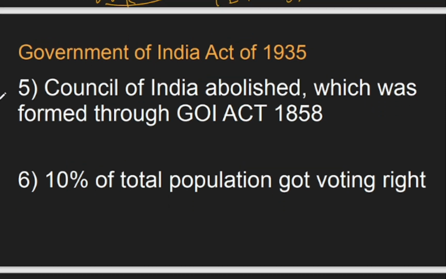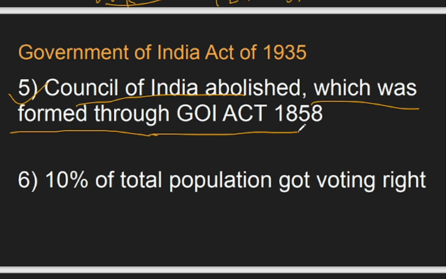So the fifth point says that Council of India was abolished through this act, and this Council of India was formed through the Government of India Act of 1858. So we know that there was a 15-member council to assist whom? To assist the Secretary of State in India, right? And the same council got abolished through the 1935 Act, which is the Government of India Act of 1935.